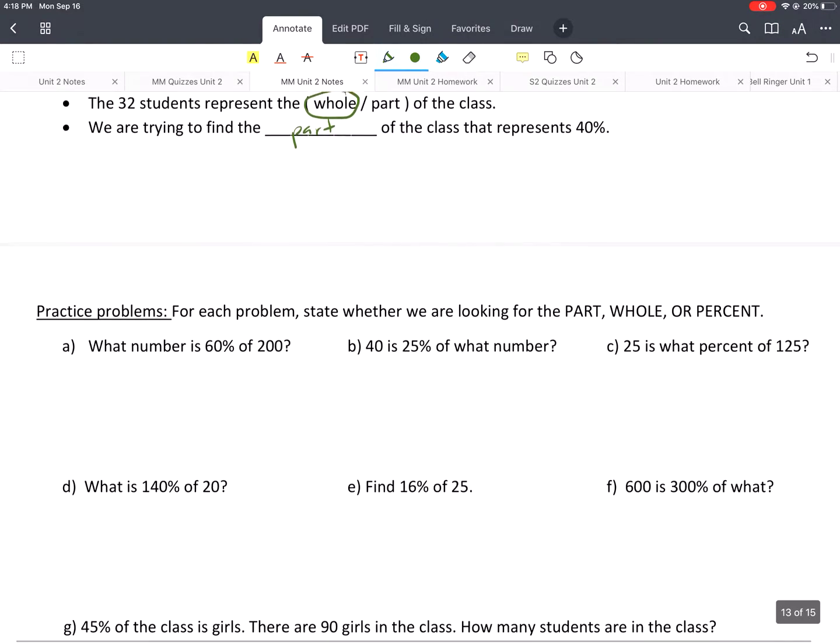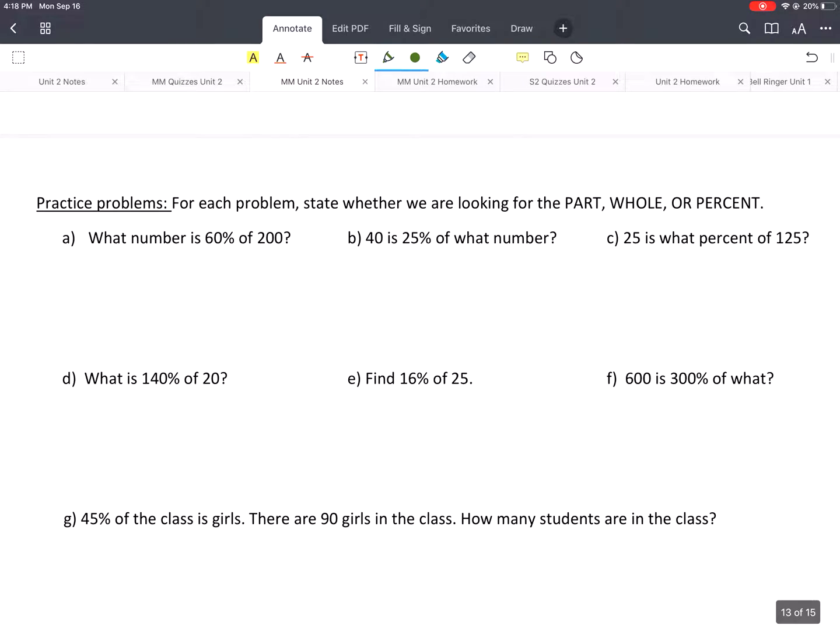So let's do some practice problems. For each problem, state whether we are looking for the part, whole, or percent. We don't even need to solve for what we're looking for. We just want to figure out what we're looking for. So what number is 60% of 200? Again, we have this hint with of. This would be the whole. This is the percent. So we must be looking for the part.